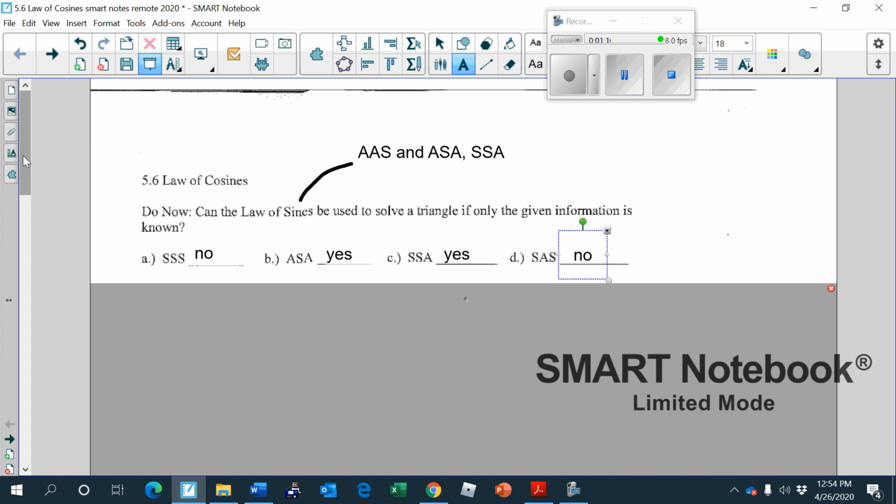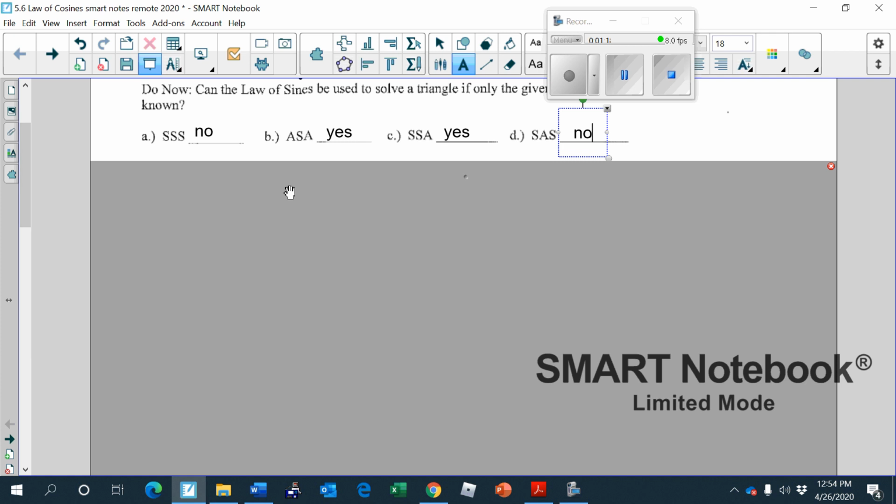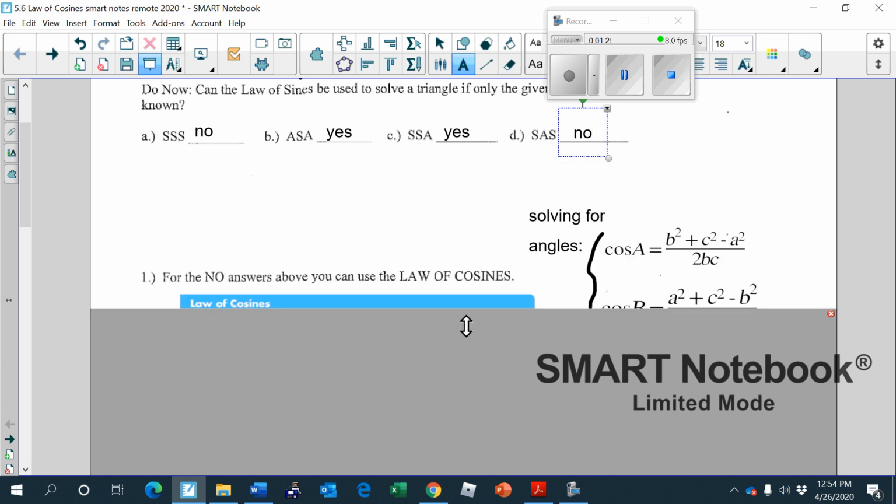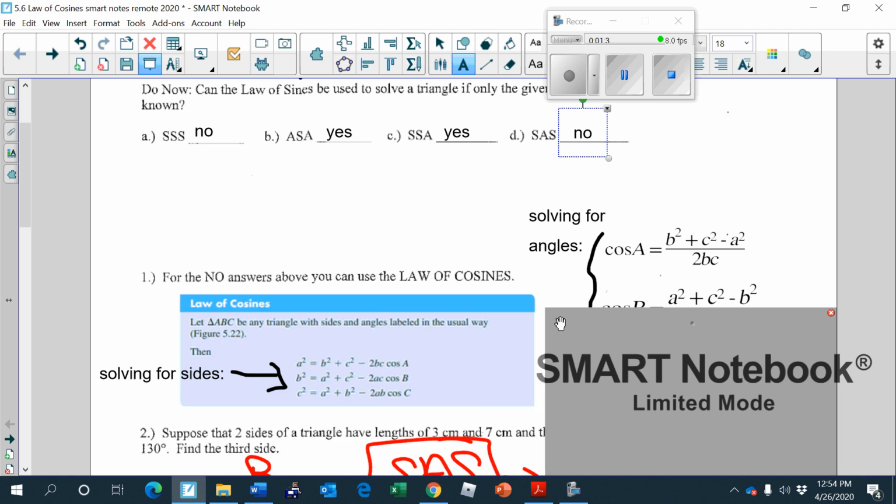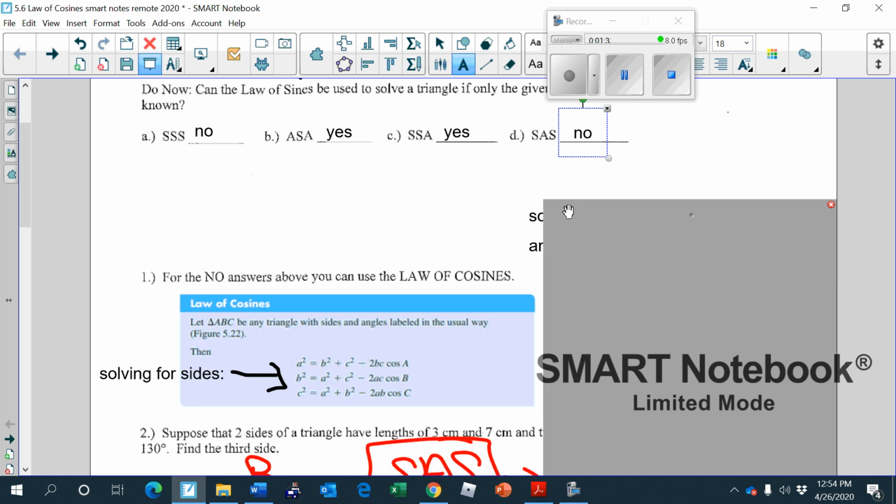All right. So the ones that we answer no for, right? The SSS, side, side, side, and SAS, side, angle, side. Well, we're going to use the law of cosines. And what that means is, okay, here we go. Let me show you this first, solving for sides.